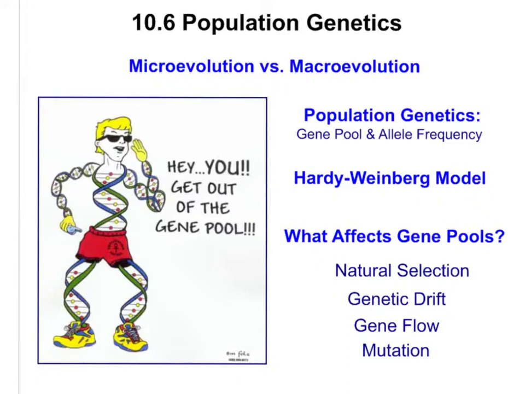We're going to talk about some very interesting topics today. We're going to start with looking at the difference between microevolution and macroevolution and what that means. We're going to look at population genetics. What is that talking about? We'll look at the gene pools and what allele frequencies mean. We're going to look at a Hardy-Weinberg model. It's a mathematical model that shows us how we can think about population genetics. And then last, we are just going to look at what affects the gene pool. There's a lot of different things that affect that.